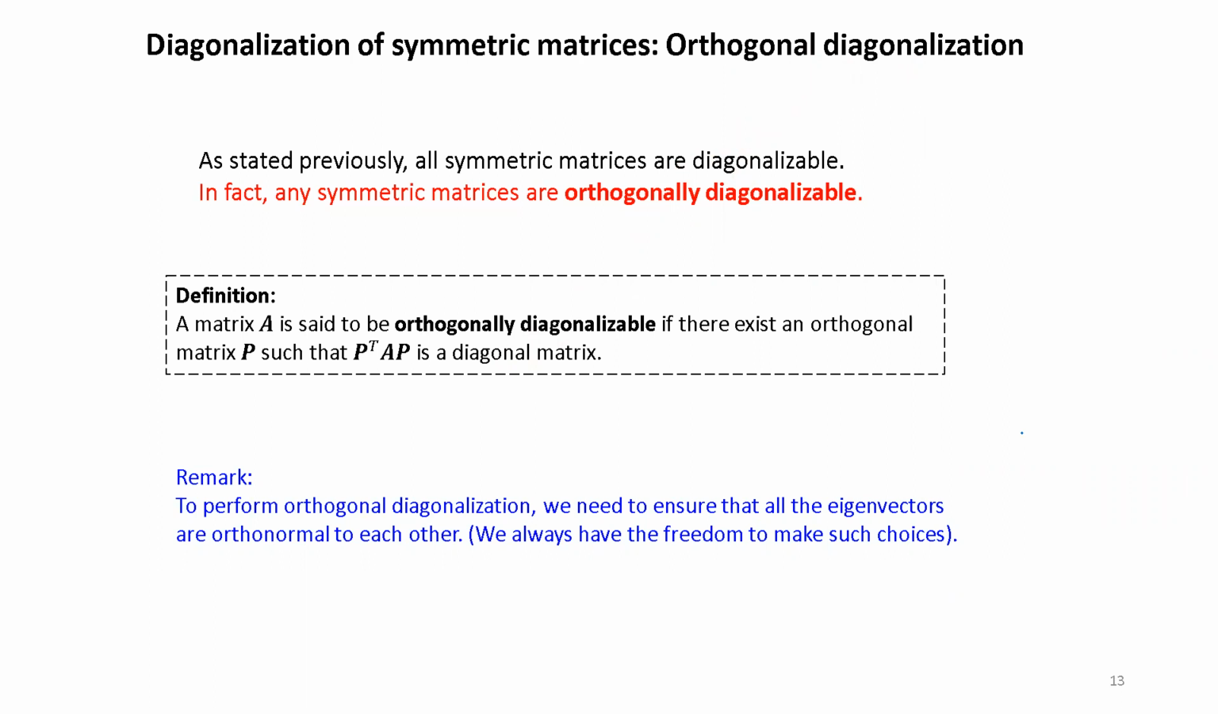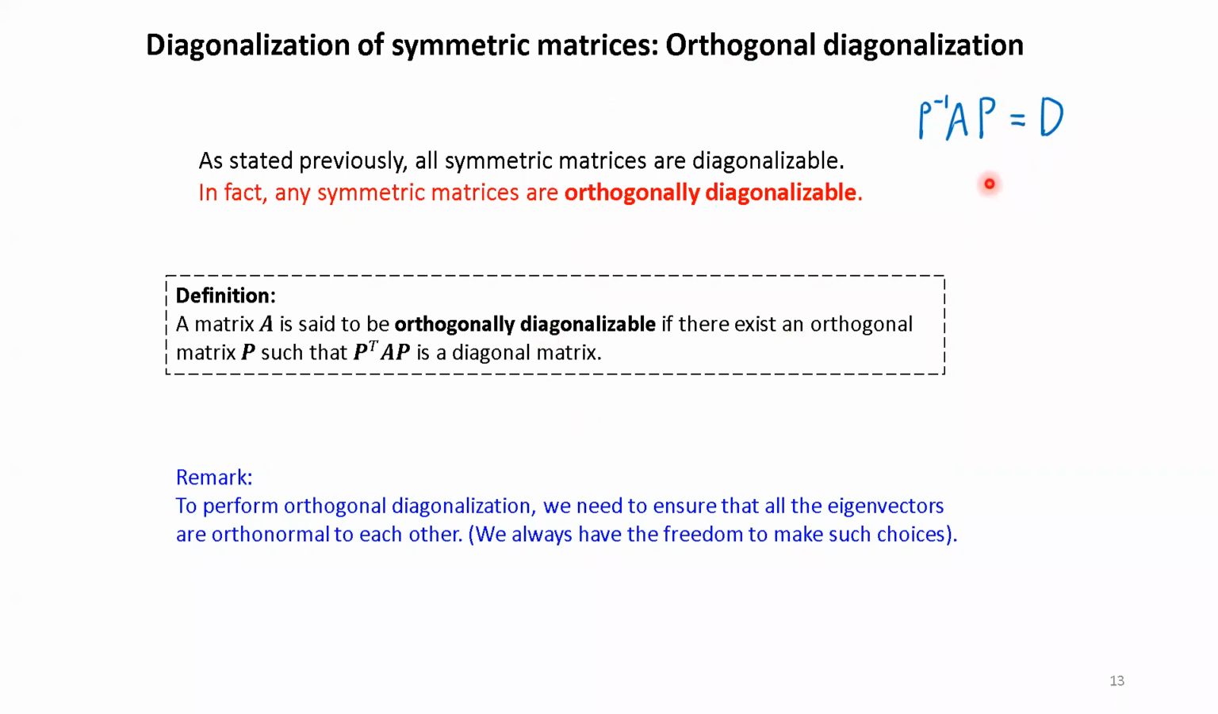Let me quickly go back to the normal diagonalization that we talked about last time. If I have a matrix A, not necessarily a symmetric matrix, any matrix, and I can find a matrix P such that P inverse AP equals a diagonal matrix D, then we have done the diagonalization. This is for the general case: any matrix that can be diagonalized can be written like this.